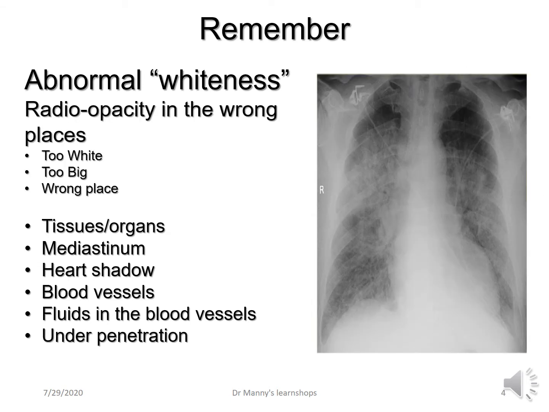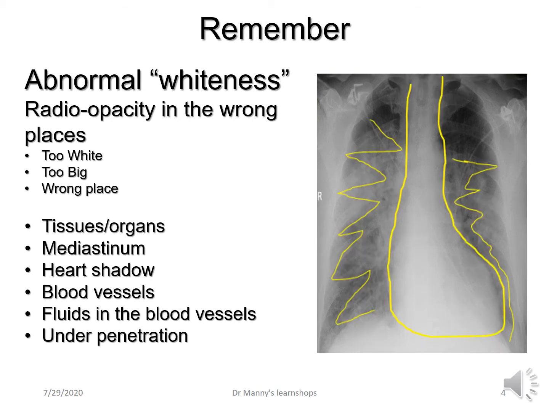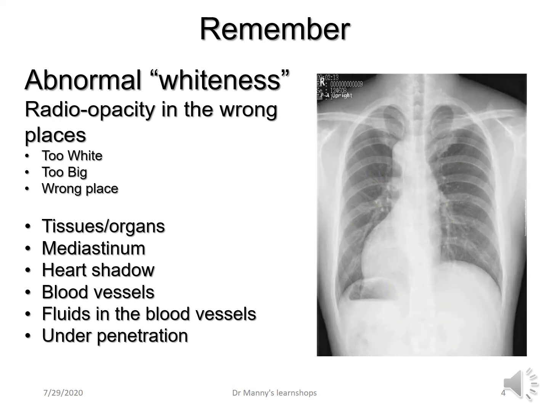You also have to remember abnormal whiteness. This is radiopacity in the wrong places. Remember our previous too white, too big, in the wrong place. And this deals with tissues and organs such as the mediastinum, which includes the heart shadow and blood vessels. Remember, wrong place. Here's dextrocardia, which we'll be reviewing in later sessions. But you've got the liver under the left hemidiaphragm, and you've got the stomach under the right hemidiaphragm.